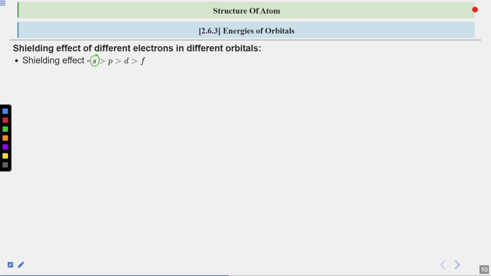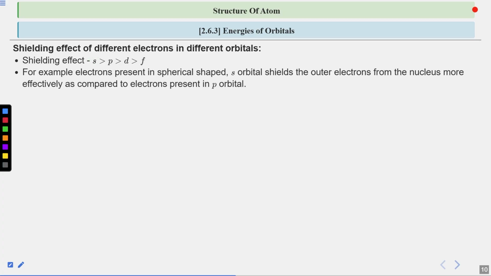So remember this, that shielding effect is more prominent in the case of s. So if your electron is from the s orbital, it will help in more shielding. Then comes the p, then comes the d, and then comes the f. Now, what is the reason behind it?